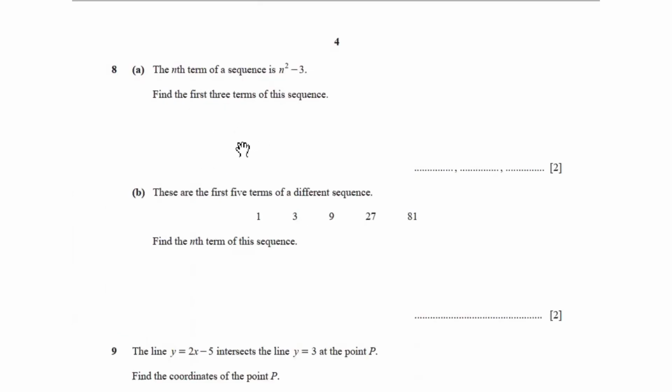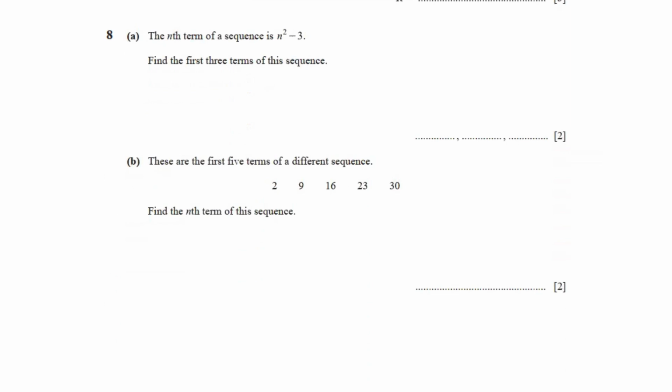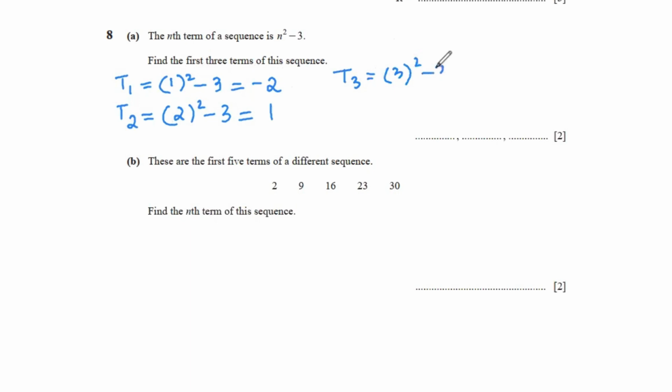Question 8 says the nth term of a sequence is n squared minus 3. Find the first 3 terms of the sequence. So for the first term, which is t1, we'll put n equals 1. So 1 squared minus 3, that's -2. For the second term, we put n equals 2. So that's 4 minus 3, which is +1. And for the third term, we put n equals 3, which is 9 minus 3, and that's 6. So -2, 1, and 6.